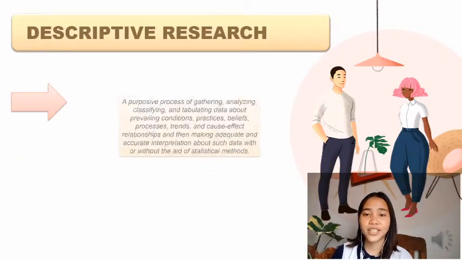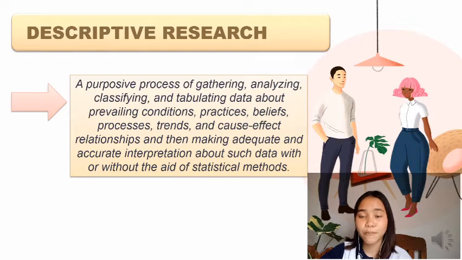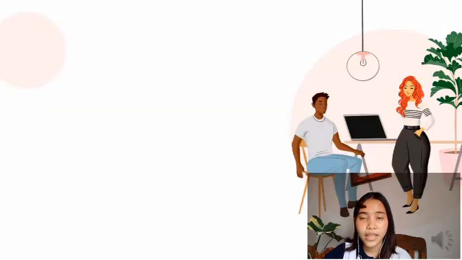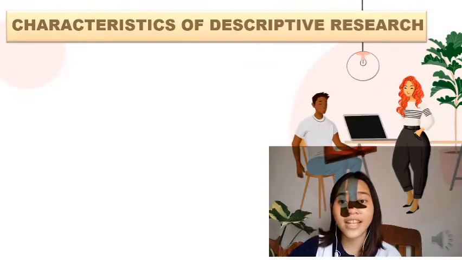In other words, descriptive research is a process of purposive gathering, analyzing, classifying, and tabulating data about present conditions, practices, beliefs, processes, trends, and cause-effect relationships, and then making adequate and accurate interpretation about such data, with or without the aid of statistical methods. That is understandable. The aim of descriptive research is to accurately and systematically describe a group or a case under study. To further understand descriptive research, let me continue with its 8 characteristics.